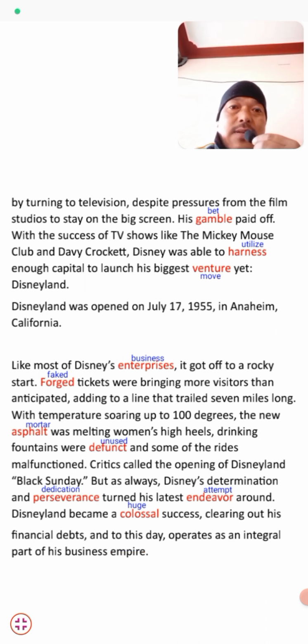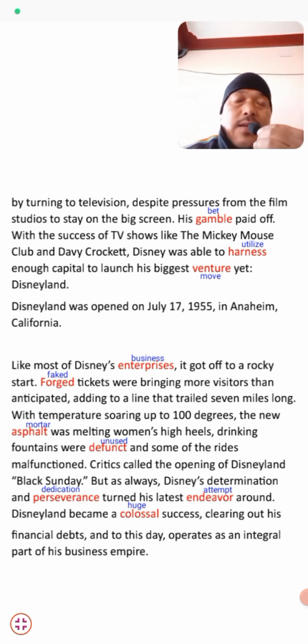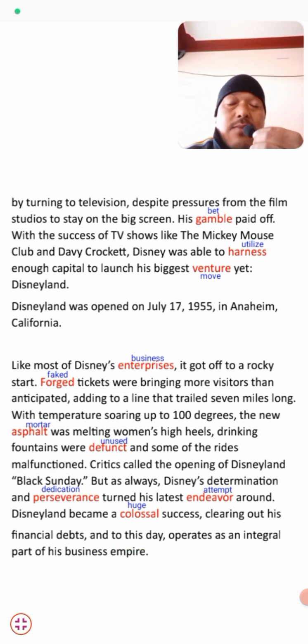Because of Disneyland, students, Disney was able to clear all his debt. It played a prominent role in clearing his debts and moving his business forward, and it has become an integral part of his whole business empire. So this is a successful story of Disneyland and his TV shows. Now let's move to the next one.